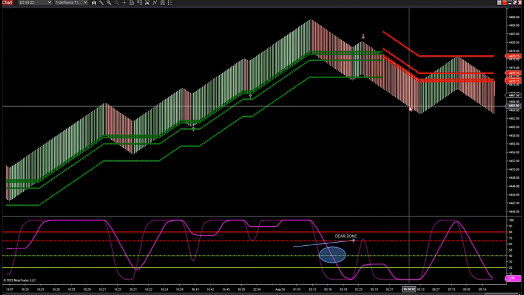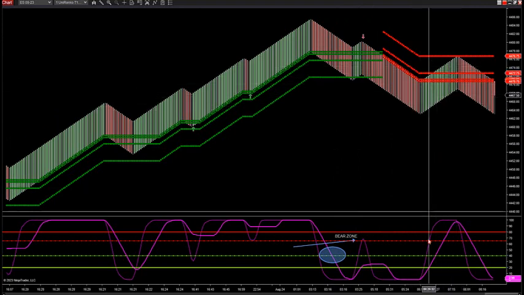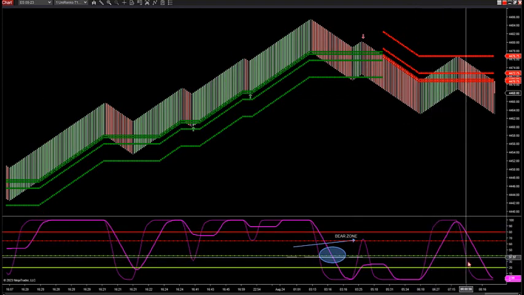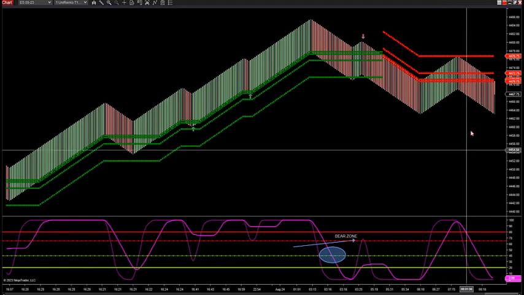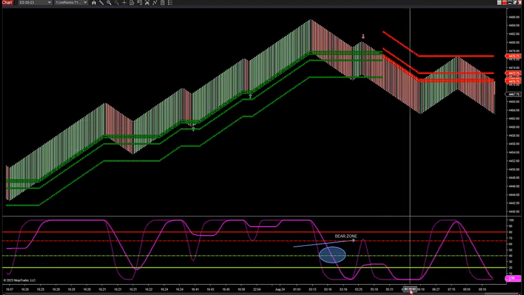So we went to a failure, and guess what we went right back into? Right back into a slingshot, because for a slingshot, we get above 80, down through the bull zone, a minimum 40. A lot of traders wait till 20, and now we're in a failure trade there.